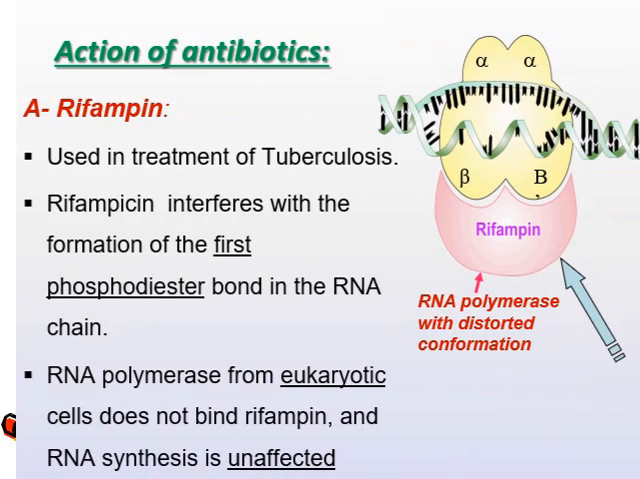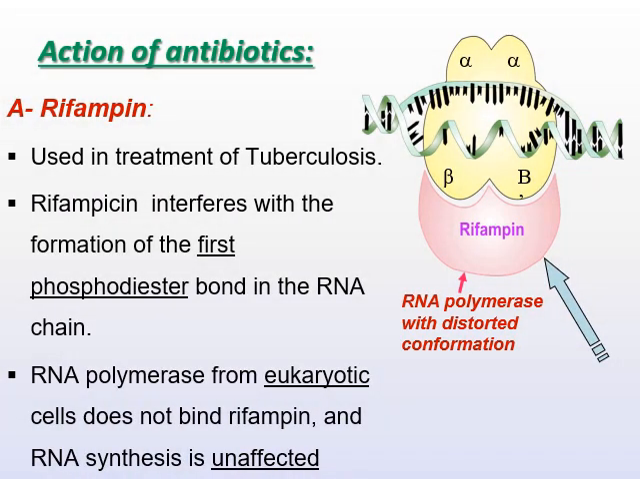Action of antibiotics. Number 1, rifampicin, used in treatment of tuberculosis. Rifampicin interferes with the formation of the first phosphodiester bond in the RNA chain. على مستوى الإيوكاريوت RNA polymerase does not bind to rifampicin and so RNA synthesis is unaffected.